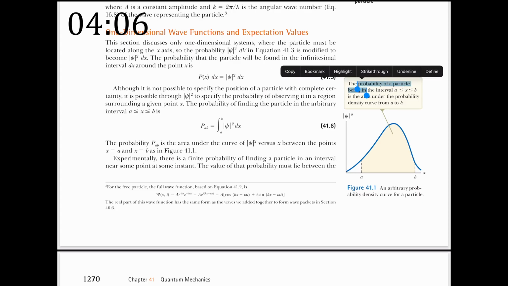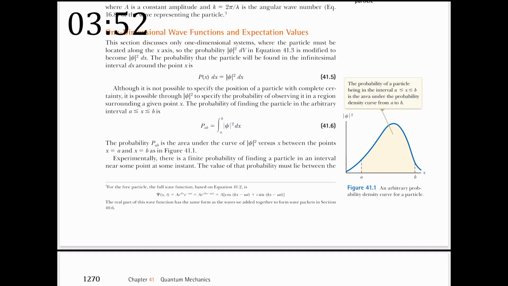The probability of a particle being in the interval a ≤ x ≤ b is the area under the probability density curve from a to b. So this is why we bring into play some integrals. Integrals are a very good way of calculating areas under curves.